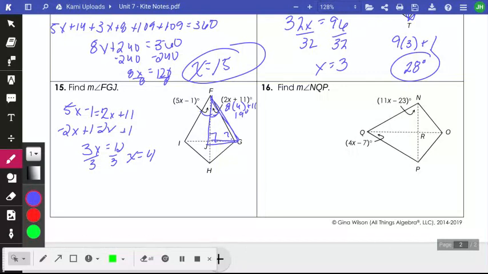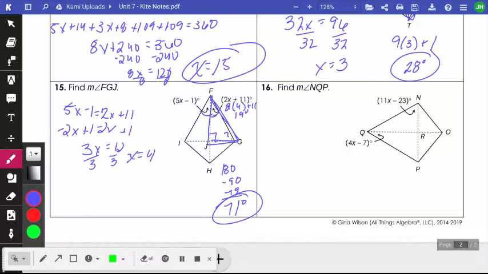So to get this missing angle, all the angles in a triangle add to 180. I've used up 90 degrees. I've used up 19 degrees. And when I subtract that, I'll get 71 degrees for my missing angle. All right, last problem.